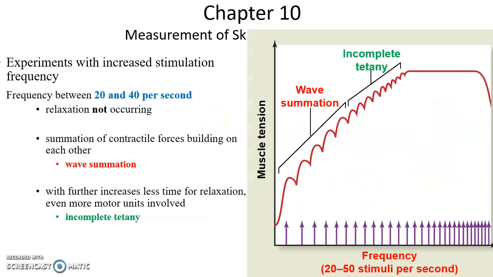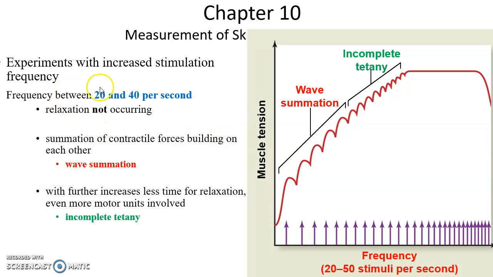Now, they also went on to stimulate the muscles even faster than that, between 20 and 40 voltage shocks per second. The muscle fiber is not able to fully relax. So the muscle cannot completely relax, and it will build up and generate stronger contractions much more rapidly. The summation of all the contractions builds up, giving us what's called wave summation. If they speed up the frequency even faster, they get even more rapid and stronger contractions. This is referred to as incomplete tetany.